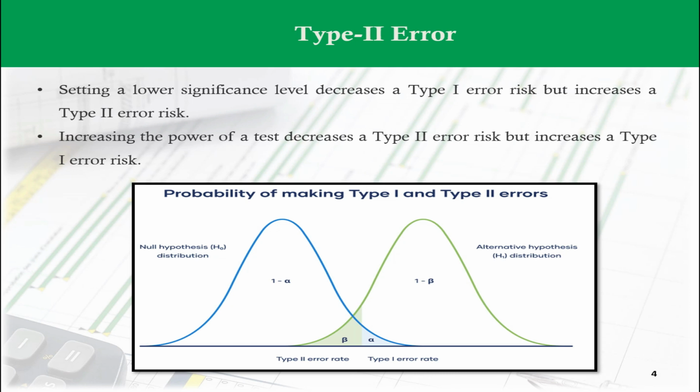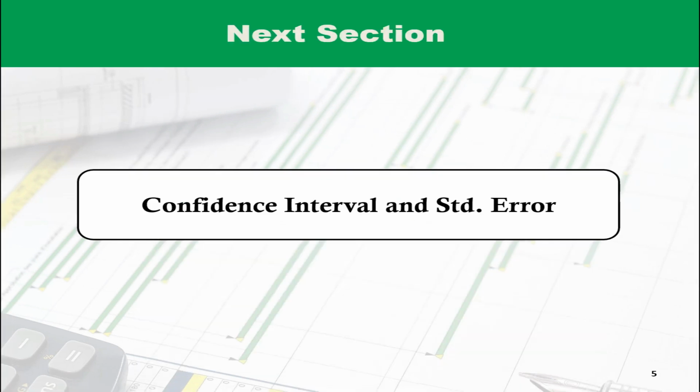Type 1 and Type 2 errors occur where these two distributions overlap. The blue shaded area represents alpha, the Type 1 error rate, and the green shaded area represents beta, the Type 2 error rate. In this section, you learnt about the very important concept of statistics, i.e. the Type 1 and Type 2 errors. In the next section, you will learn another important concept of statistics, confidence interval and standard error.